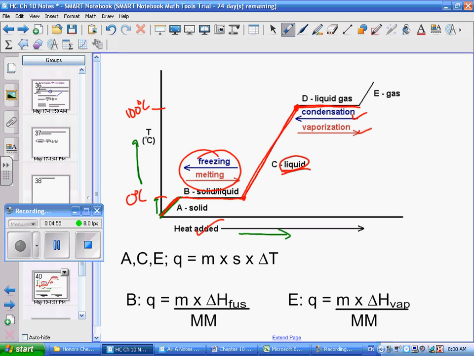But I'm not. I'm going to increase that. And eventually you'll see that once the average temperature of all those particles is above 100 degrees Celsius, I'm now in the gas phase.